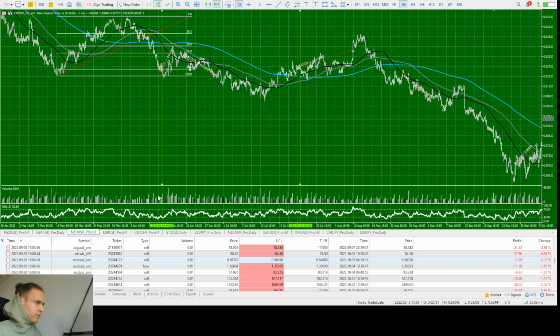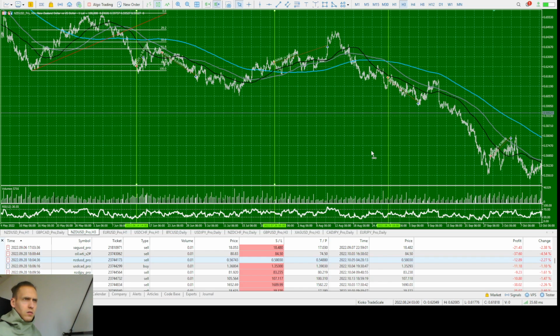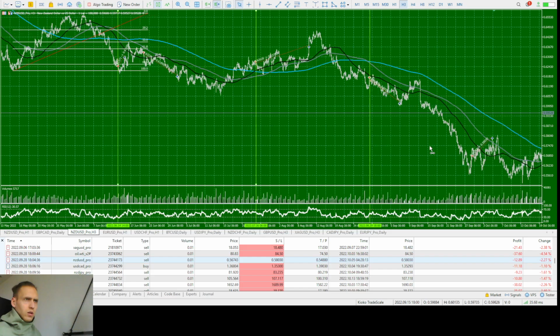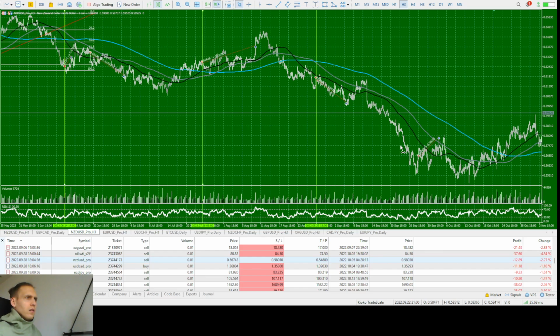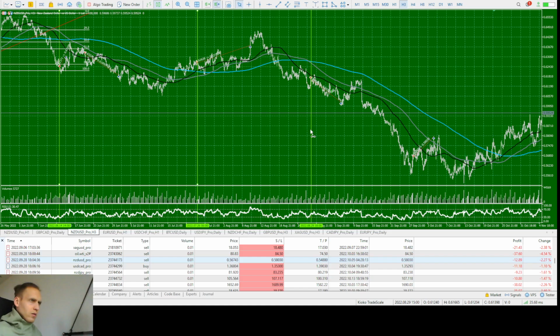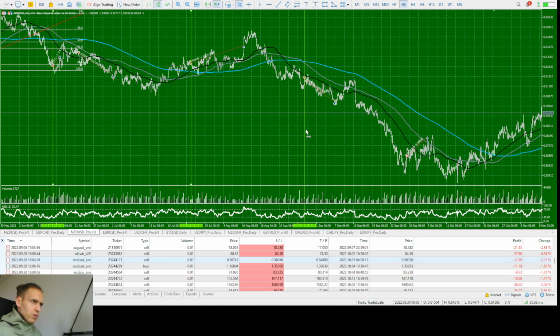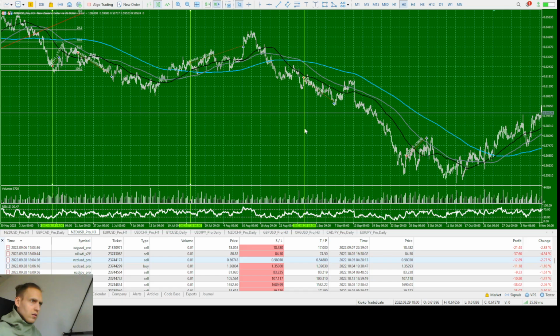NZD USD. 22.7. It has to be there. 8, 9. That's not there. It's because it was a winning trade. There comes a time when we do focus on the winning trades. Should be focusing on the winning also.